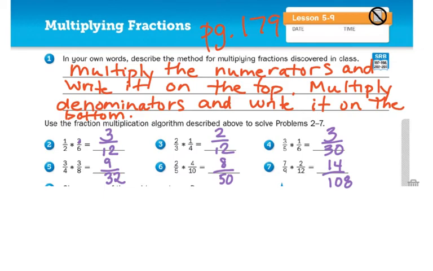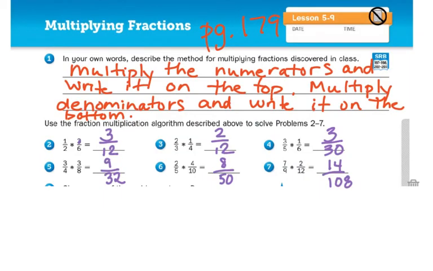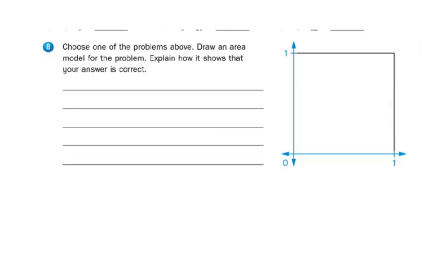Moving down the page. Whoa, that's way too far down there. Oh, I guess not. Choose one of the problems above and draw an area model for the problem. Explain how it shows your answer is correct. You can choose a different one. I think I'm just going to choose number 3. 2/3 times 1/4. If you want to do a different one, you just go right ahead. I know that 2 times 1 is 2 and 4 times 3 is 12, but let me prove it.